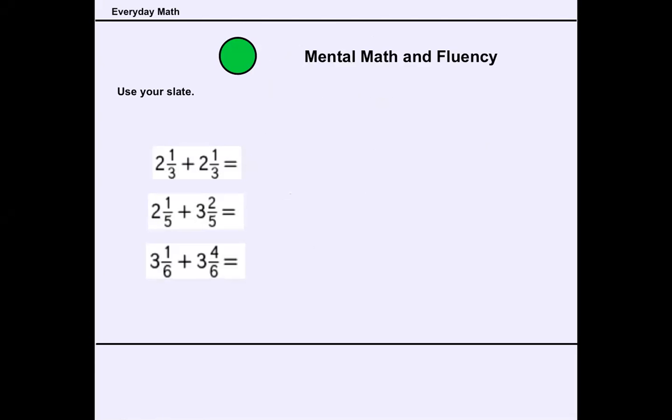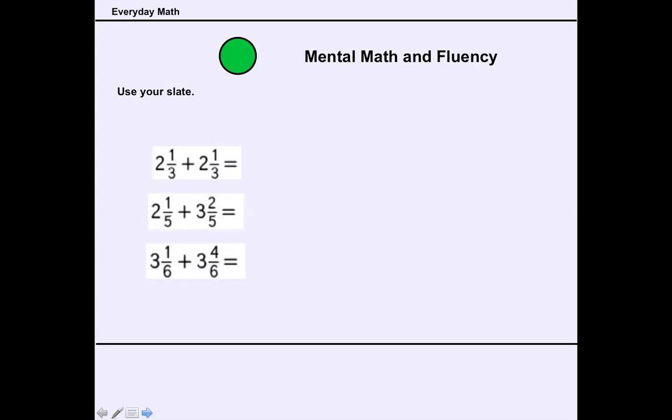So the first three equations you're going to solve, we're going to be adding fractions, is 2 1/3 plus 2 1/3, then 2 1/5 plus 3 2/5, and finally 3 1/6 plus 3 4/6. Feel free to pause this video so you can figure this out and start it again when you have your answers.